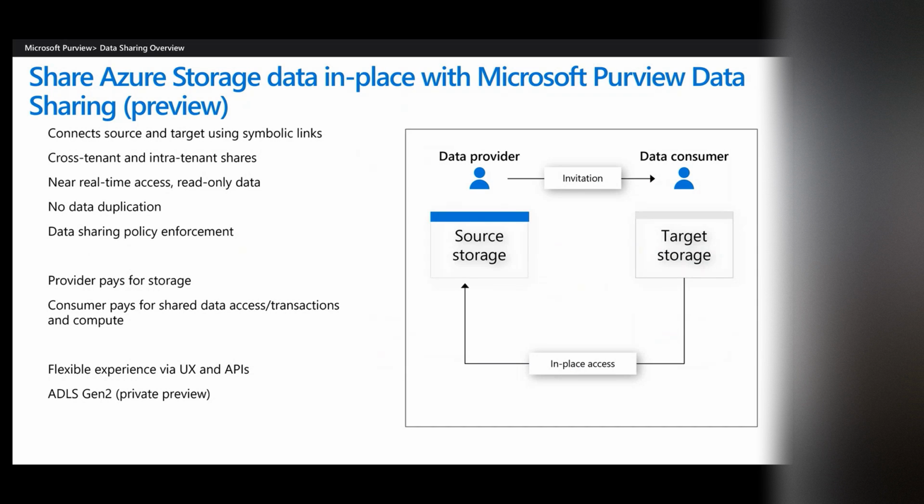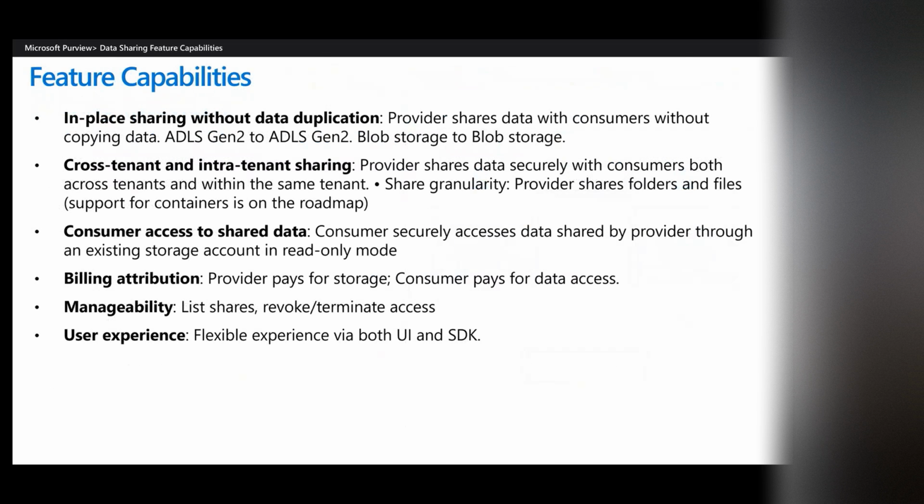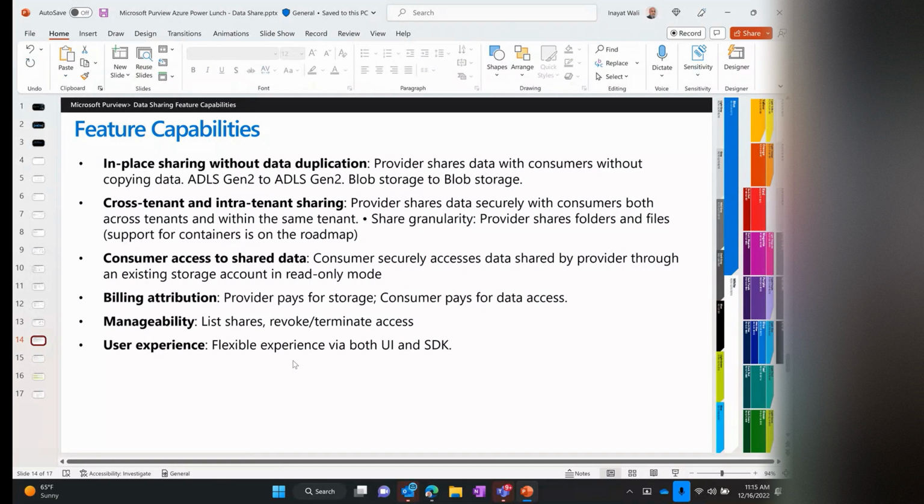I already covered this as part of other data sharing. This is specific to in-place sharing, but the key concepts are the same across all the data sharing that has currently been exposed on the Microsoft platform. So with that, let me start. I know we have about 15 minutes. A couple of key features: in-place sharing means you don't duplicate the data. It works against ADLS Gen2 and blob containers. It does support cross-tenant and intra-tenant as well. One of the things is it has to be in the same region. It doesn't work cross-region at the moment.